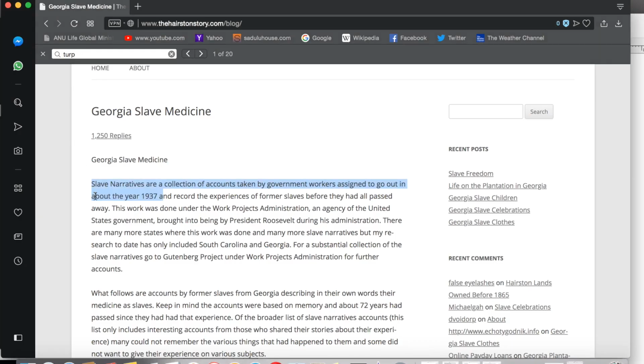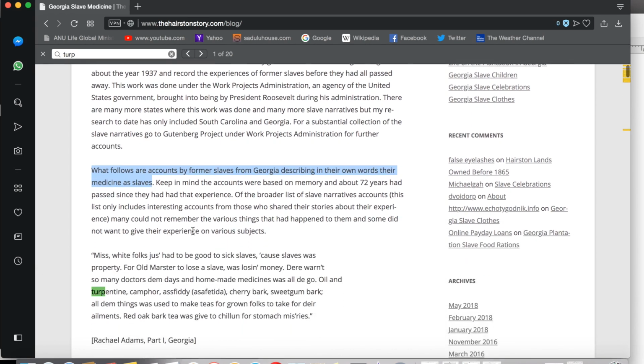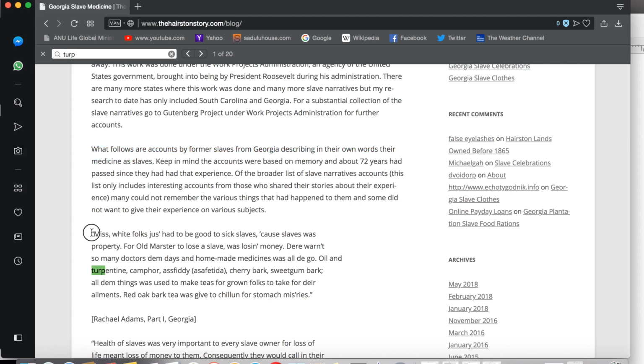And even the slaves used turpentine. And I'm speaking of turpentine because terpineol, a constituent in black seed oil, is very similar to turpentine. So again, slaves used turpentine as well. Here's a historical account from a slave who practiced medicine as reported by a government program used to chronicle medicinal habits in the late 1800s and early 1900s, or at least that's when they recorded it. And it says what follows are accounts by former slaves from Georgia describing in their own words their medicine as slaves. And it says, "Miss White folks just had to be good to sick slaves, because slaves was property.